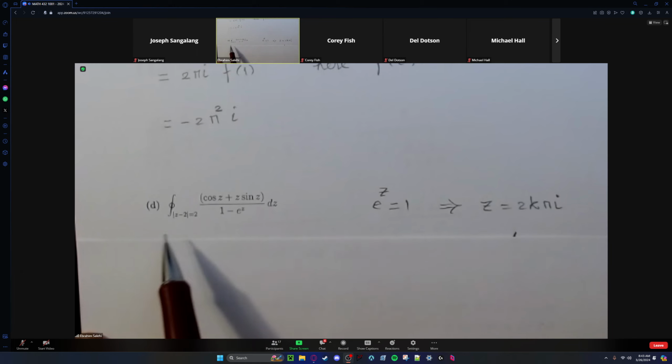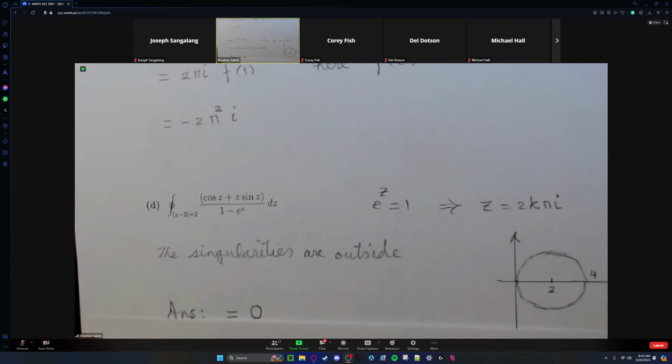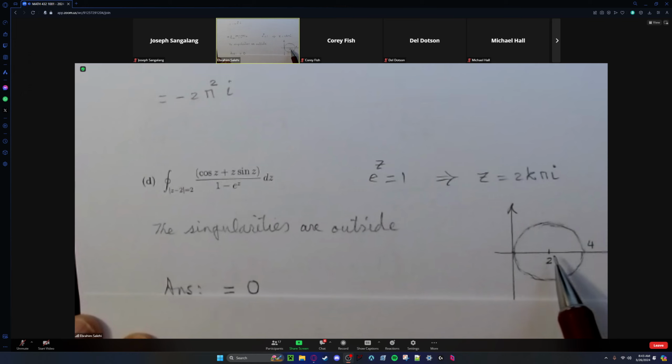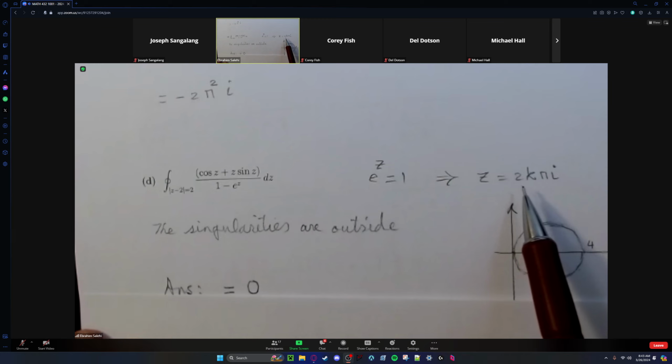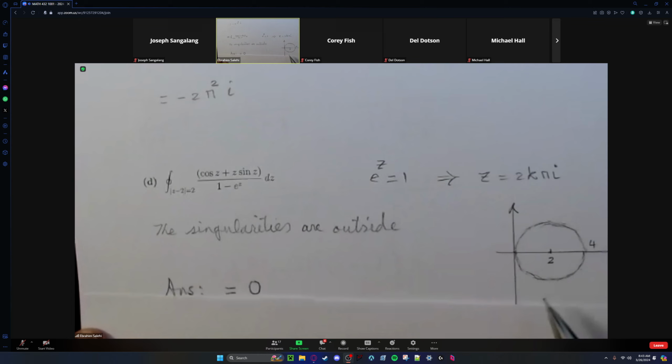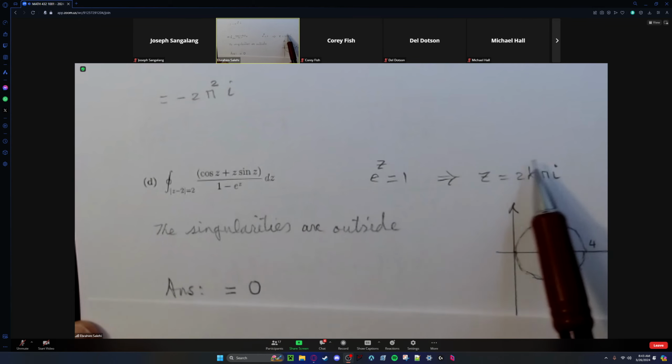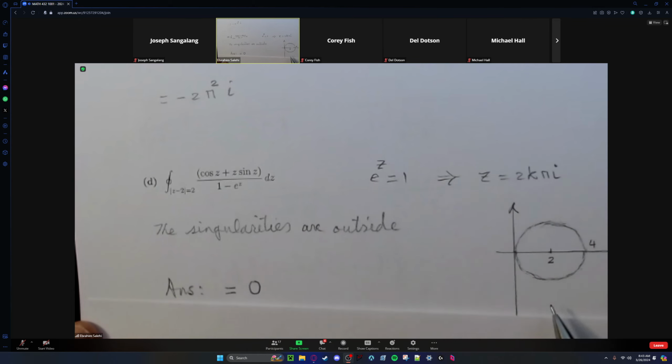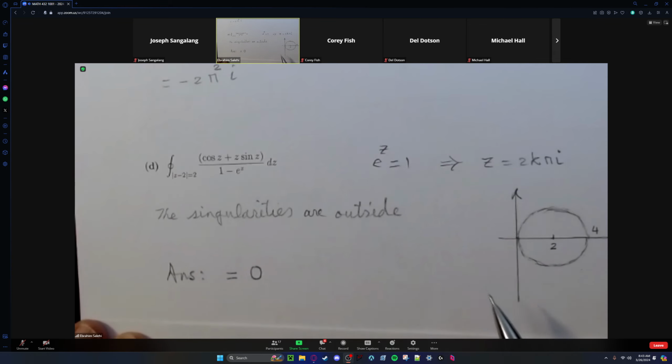However, we are integrating over this circle of radius 2, centered at 2, and 2 pi i is outside. Negative 2 pi i is outside. So all of these are outside. As a result, since we don't have any singularity inside this circle, the integration is 0. That's it. Okay? Any comment, any questions so far?